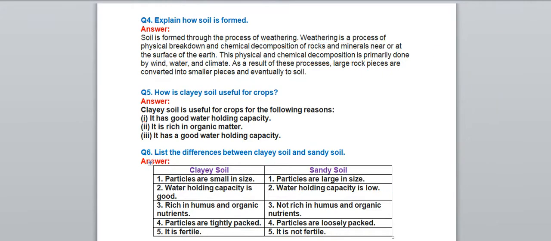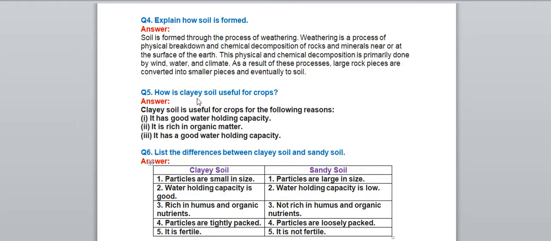So how soil is formed? Soil is formed by the weathering of rocks. And what is weathering? Weathering is a process of physical breakdown and chemical decomposition of rock, and it is done by the help of wind, water and climate. After that, big rock particles will be broken down into small particles, and after that they will be converted into soil. So this is your answer for how soil is formed.